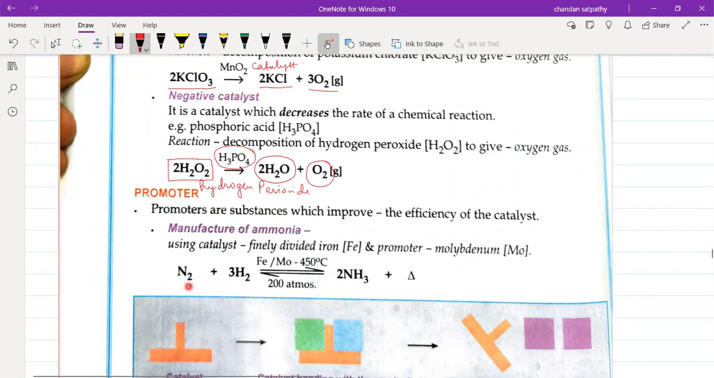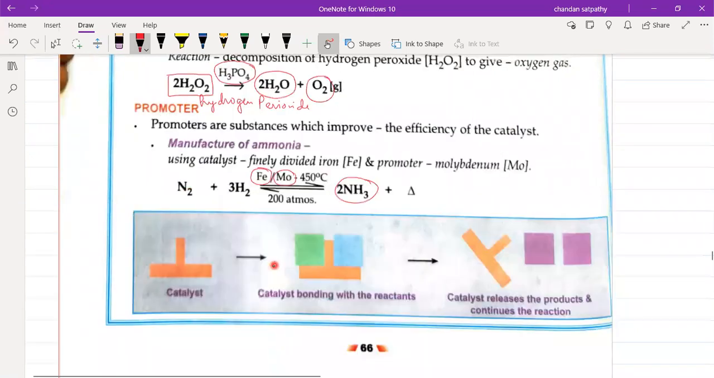For example, nitrogen and hydrogen, when they combine, form ammonia. For this reaction, we use a catalyst called iron. If we use iron, it will act as a catalyst and make the reaction a little bit faster. But if we want to make it even faster, we add a promoter, molybdenum. So here molybdenum is a promoter, which will help the catalyst, that is iron, to work in a better way. Understood?